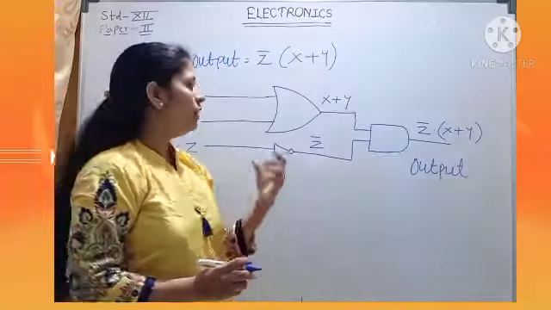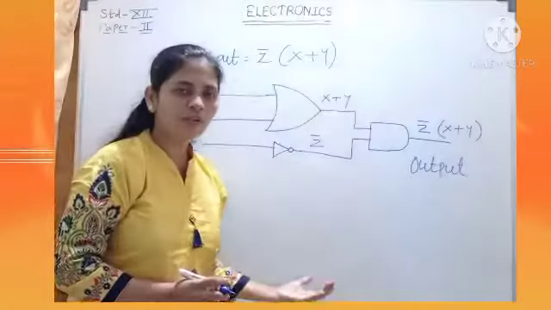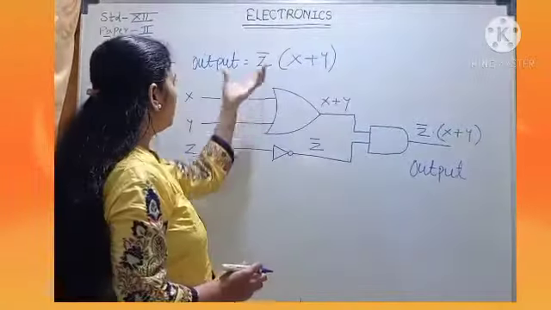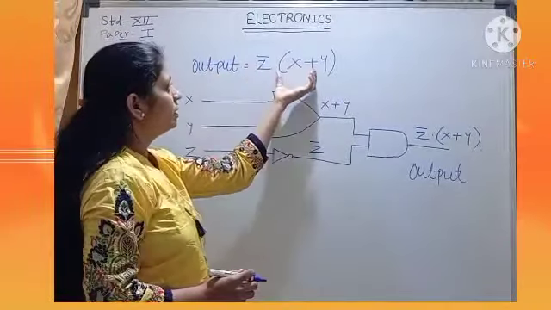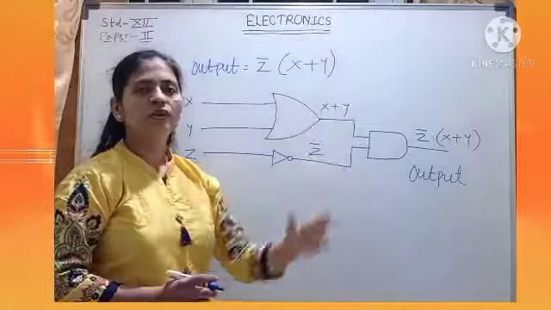So we wrote the equation, we solved the equation by using Boolean laws. We got the final equation, that is z bar into x plus y, and we drew the logic diagram for the given equation.